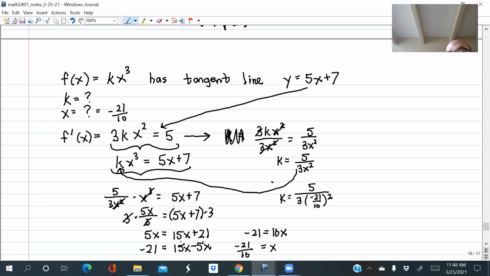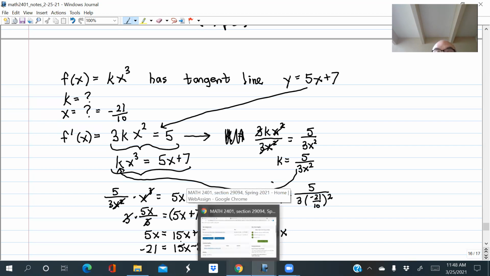That involves solving these two equations for these two unknowns, k and x. So that's a little bit more advanced sort of question. Okay. All right. So if you were struggling with that one, well, there's how it's done.